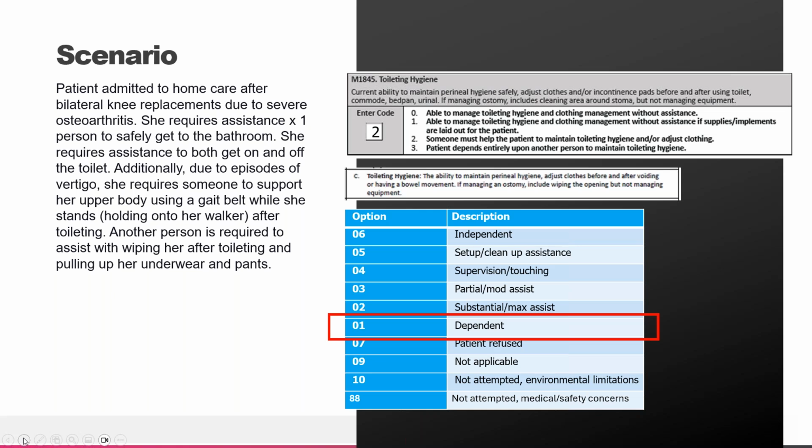Now, when I look at GG0130C, toilet and hygiene, I marked her as dependent. The reason that I marked her as dependent, if anybody knows the guidance on these items, is she requires 2 people to complete this task. Now, she just needs 1 to get in there. But when she stands up, she's got to have that support, and she's got to have that second person to wipe her. So if a task requires 2 people, then the patient is considered dependent for the GG0130 and GG0170 items.